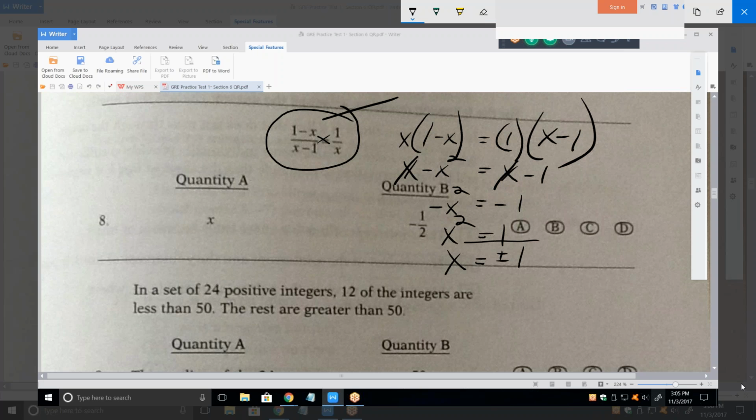Well, that's right. And that's the key to this whole problem. Because if you get 1, you're going to get the wrong answer. If you get 1, you're going to say quantity A. But if you get plus or minus 1, then you're going to say you can't determine it. Because if it's minus 1, then B is larger. So the plus or minus is everything on this problem.